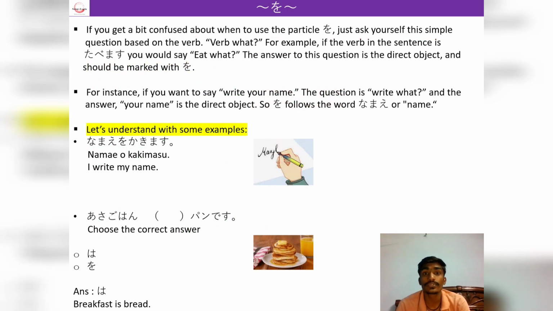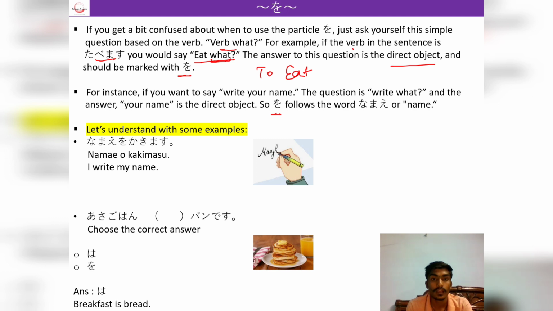Guys, if you are still confused about how to use the O particle, when to use the O particle, then simply ask a question: verb what? For example, if in a sentence the verb is tabemasu, which means "to eat", then you will say "eat what?", because we don't have any object yet. To answer this question, we will use a direct object, and that should be marked with the particle O. And one more thing, we don't have to use this particle just for eating or drinking. We can use this particle for any kind of action, and that should be a transitive.